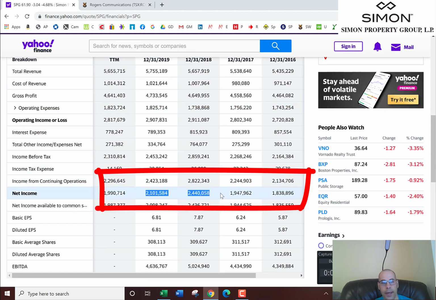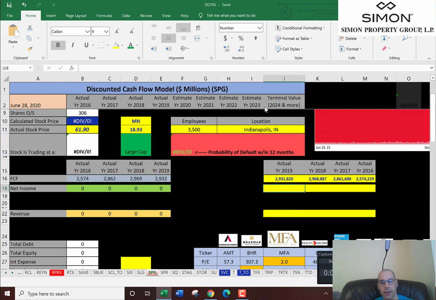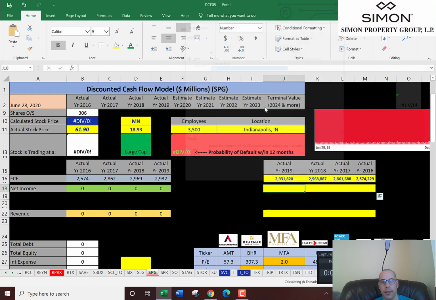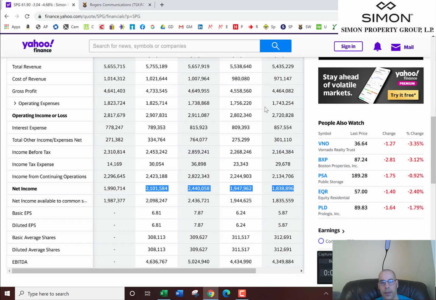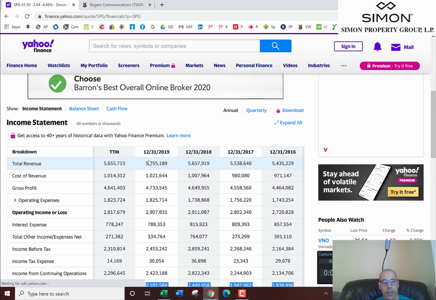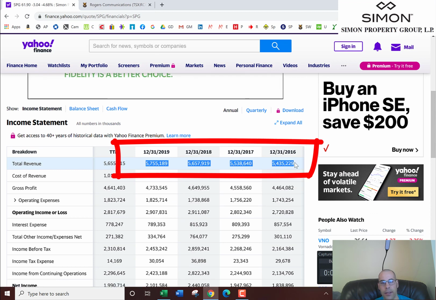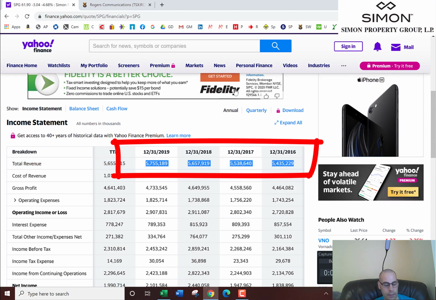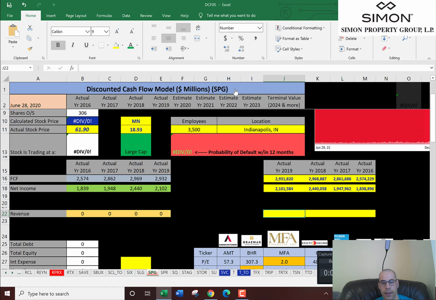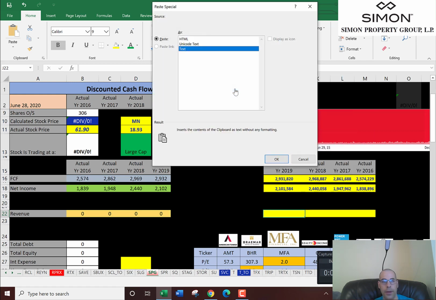We also need net income for the model, and that's on the income statement. And that's the profit and loss for the business. And we're also going to pull revenue, which is on the income statement, and that's total sales for the business. For a REIT, that's the rental and lease income they receive.